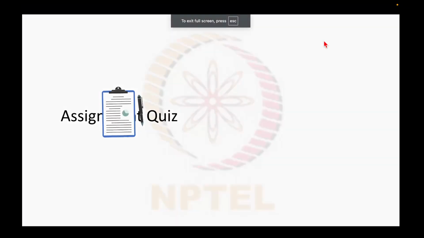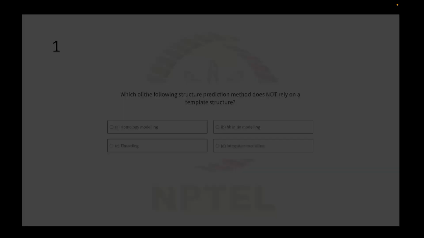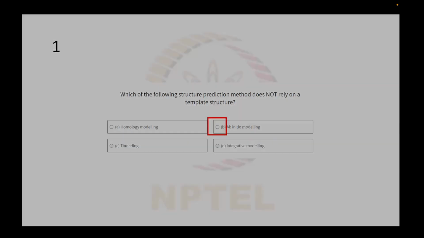Let's go quickly through these questions. Which of the following structure prediction methods does not rely on a template structure? Homology modeling? Ab initio modeling. Ab initio modeling is based on physics-based energy functions and physicochemical properties of the amino acid sequence. It does not rely on a template structure.